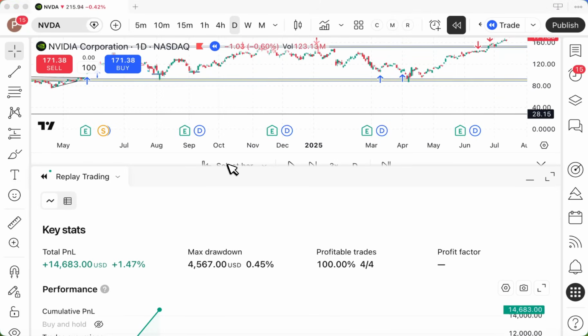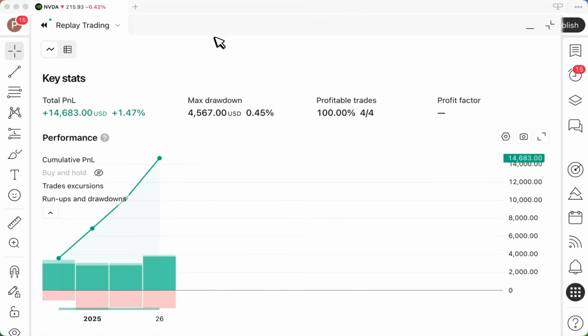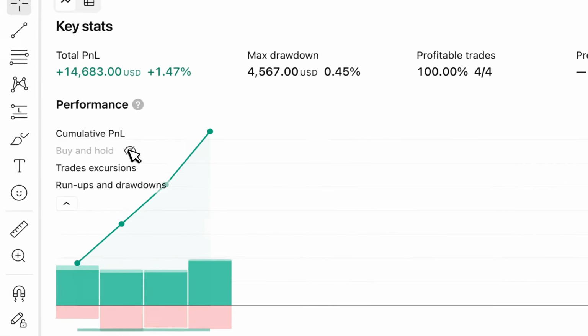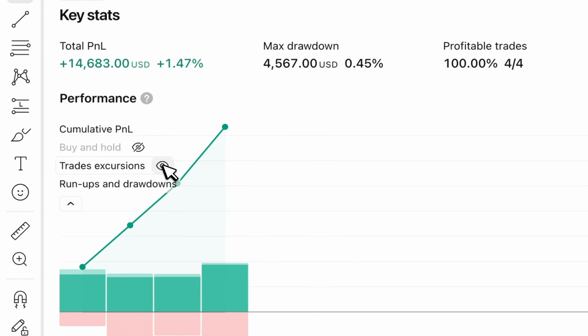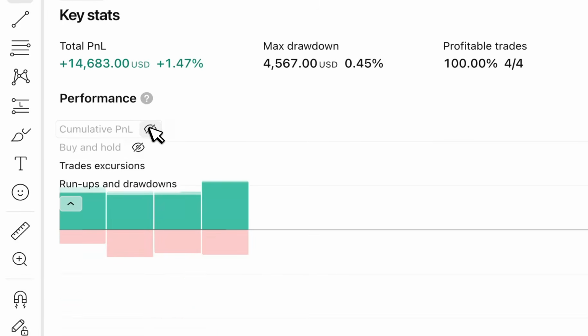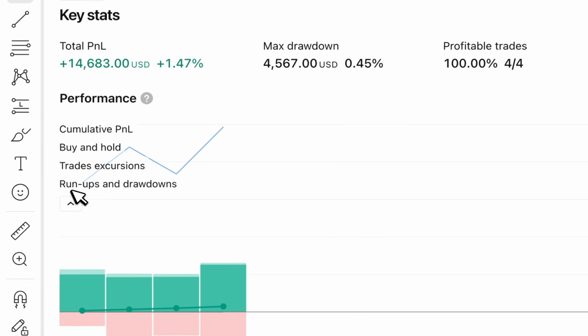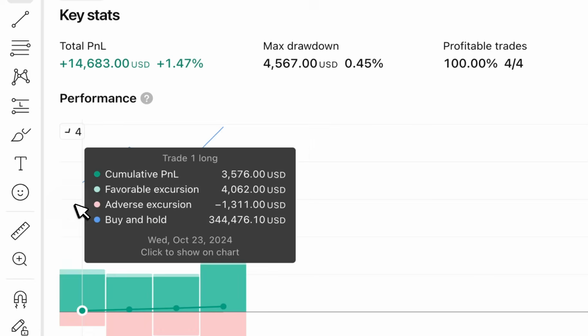Now this is incredible data. Total P&L approximately $15,000. Max drawdown $5,000. The percentages here are just the theoretical value of the practice account. 4 out of 4 profitable trades, just random. And we can toggle on and off these KPIs here.